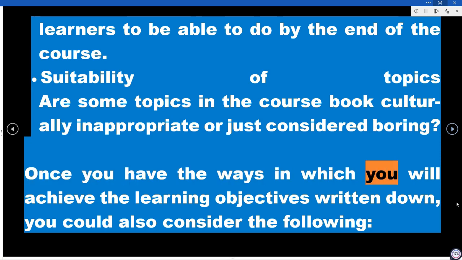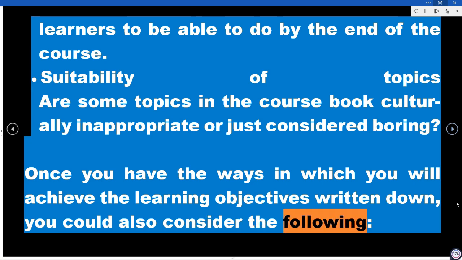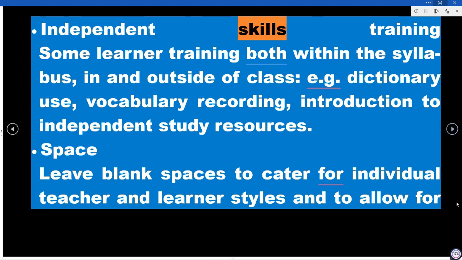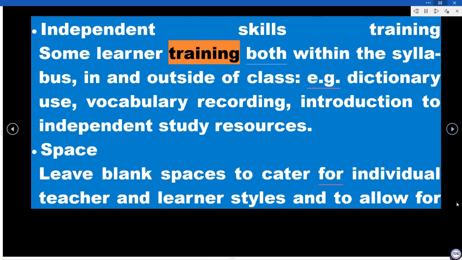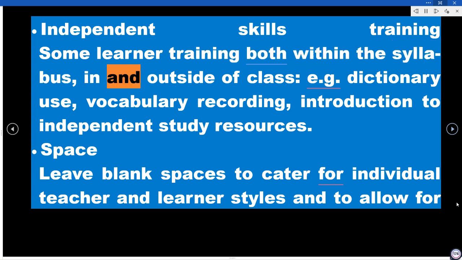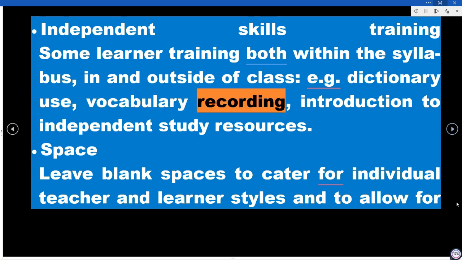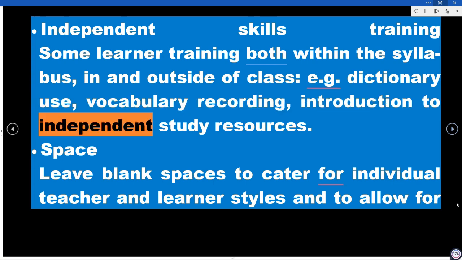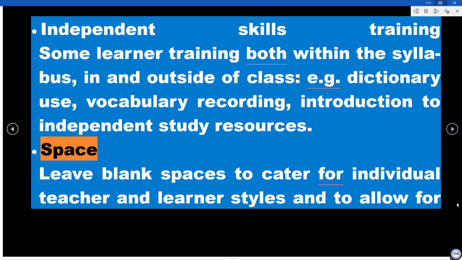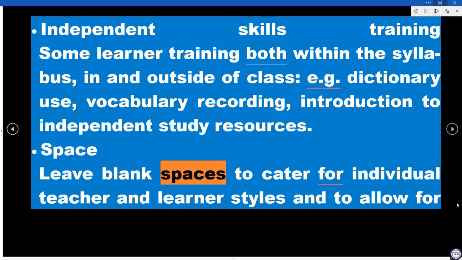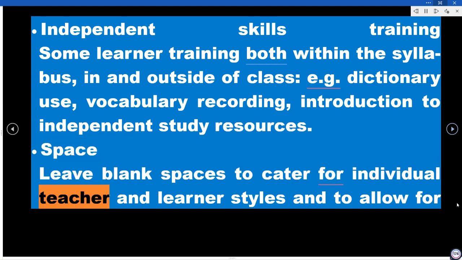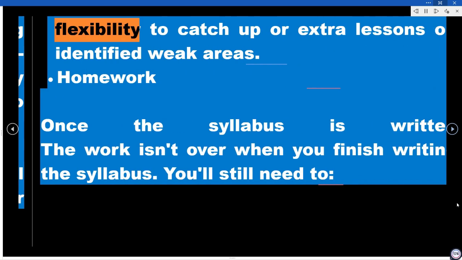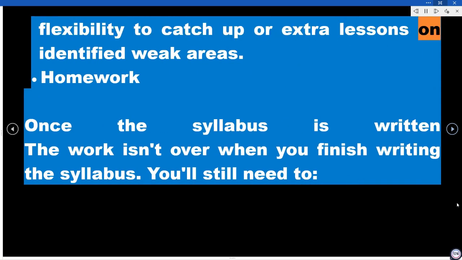Once you have the ways in which you will achieve the learning objectives written down, you could also consider the following. Independent skills training. Some learner training both within the syllabus, in and outside of class, for example dictionary use, vocabulary recording, introduction to independent study resources. Space. Leave blank spaces to cater for individual teacher and learner styles and to allow for flexibility to catch up or extra lessons on identified weak areas.